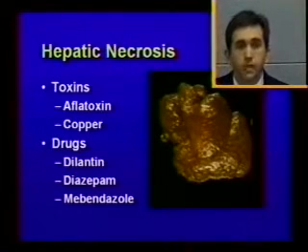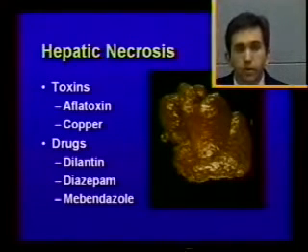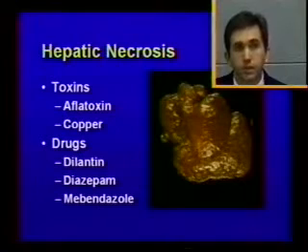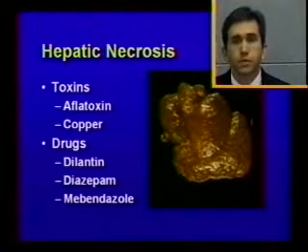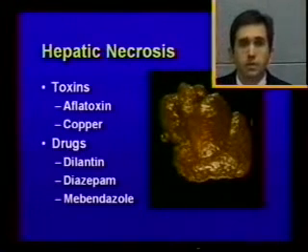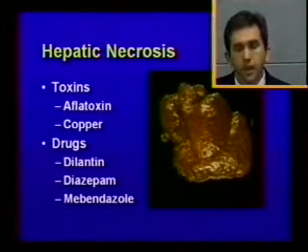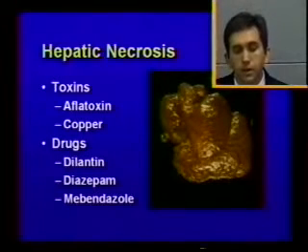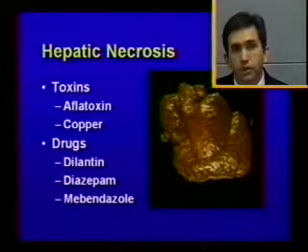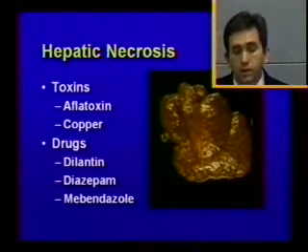Copper toxicity is an important form of hepatotoxic injury, and this is thought to be mostly an inherited form of injury, in that certain breeds of dog, the Bedlington Terrier and the West Highland White Terrier, have an inherited deficiency of copper metabolism. The result is copper is accumulated in the liver to a level that's toxic, and then that toxic level causes necrosis.